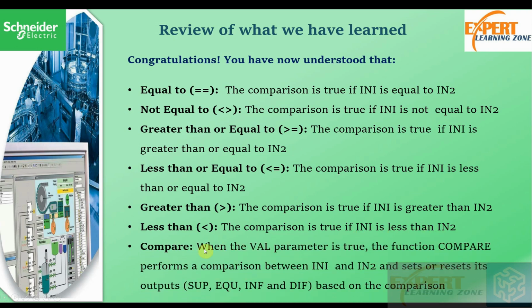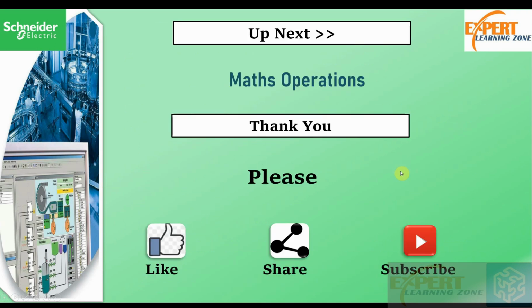And for the compare block, when the val parameter is true, then the function compares the first operand and the second operand and sets or resets its outputs. That is the sub output, the EQ output, the inf output, and the diff output, based on the result of the comparison. Okay, so that brings us to the end of this presentation. And in the next presentation, we are going to be talking about the math operations.